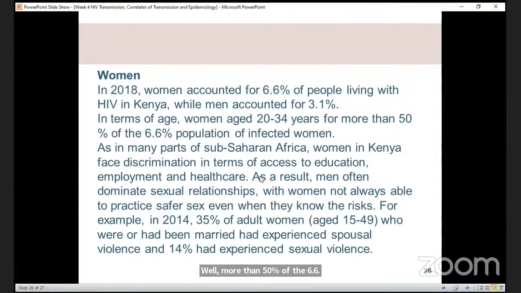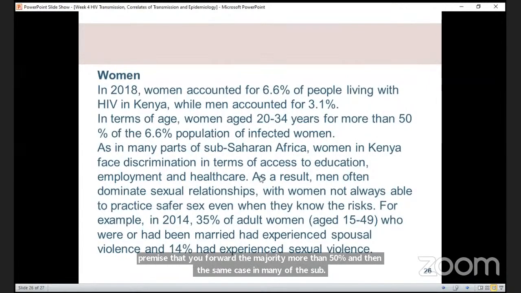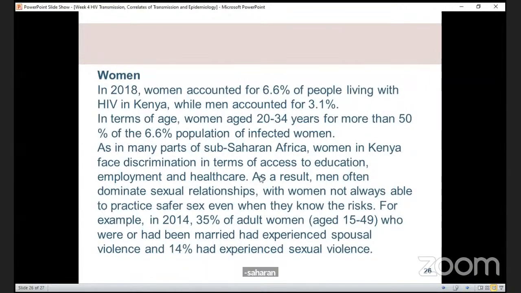So we say that overall, around 6.6% of women were infected. And out of that, the age bracket of 20 to 34 was the majority, more than 50%. And this is the same case in many parts of sub-Saharan Africa, where we have many women being infected. And there are so many reasons for that.